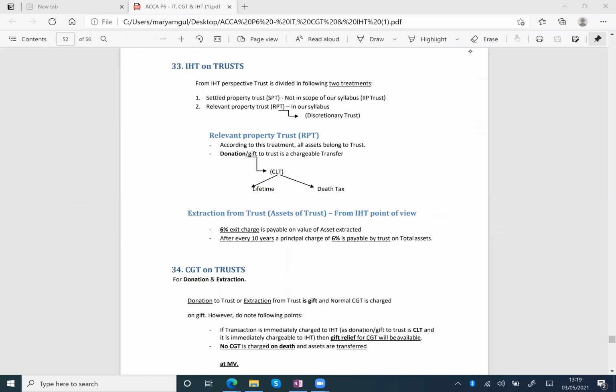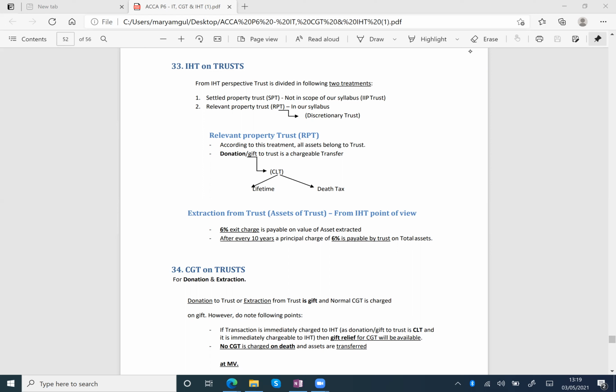So after variation of will, the new topic is IHT on trust. Already we discussed the income tax implication on trust. So today I will discuss how to pay the inheritance tax on trust and how CGT will apply on trust. So IHT and CGT implication on trust we are discussing now. First, what are the IHT, inheritance tax implications on trust?